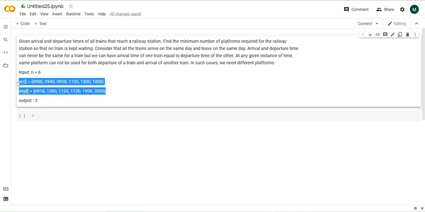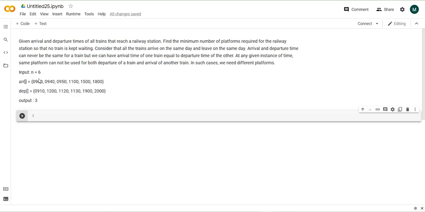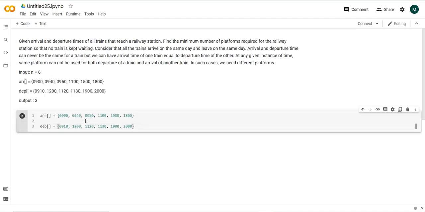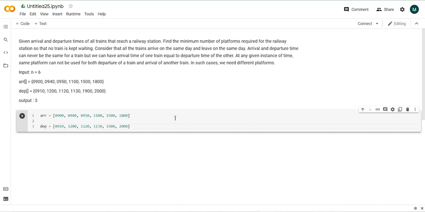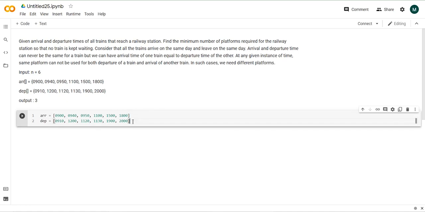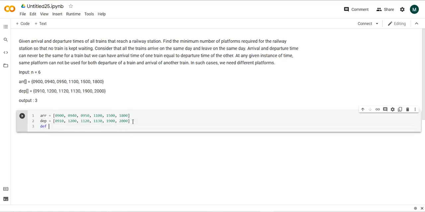So, first of all, our given inputs are the arrival and departure times. Let's first convert them into understandable lists. Some children might get confused about this, but this will be fine. These are the proper lists, and then we'll define a function, def plt_count, platform count, which takes arrival and departure.